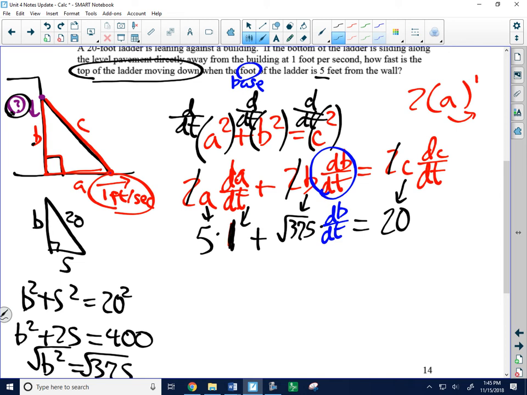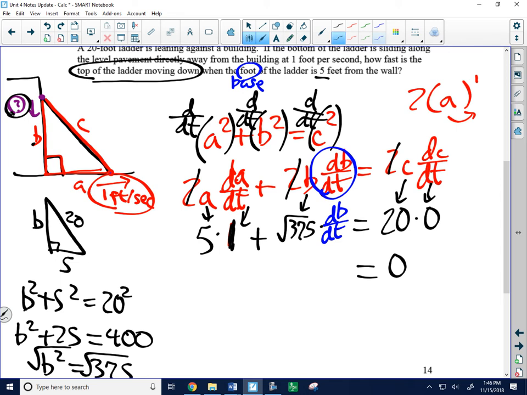dA/dt is 1. And the other one I need right here is dC/dt. I want to see if you know this one. C is the ladder. What's the rate of change of the length of C, the ladder? 0. It's not changing. Okay, and so that's it. Substitute in, knowing where to plug things, and then it's an easy solve for dB/dt.